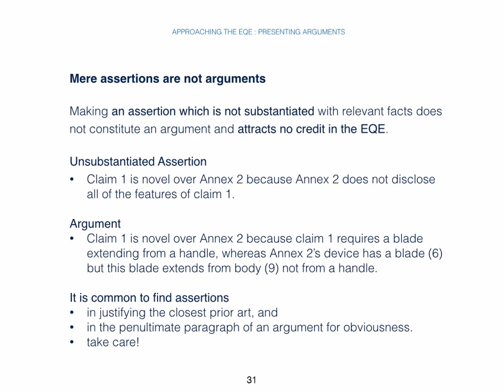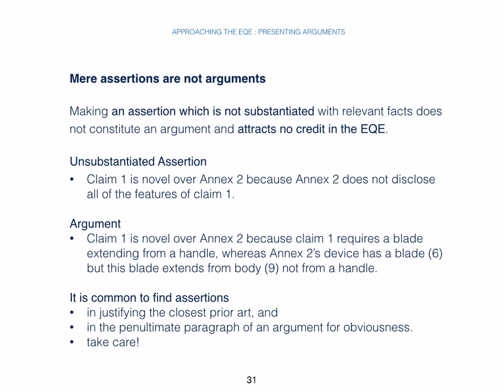Now, it's very common to find assertions in the EQE answers from candidates, and it happens most frequently in justifying the closest prior art, which we mentioned earlier, in the penultimate paragraph for an argument for obviousness, which we also mentioned earlier. So take care not to put mere assertions into your answers without always substantiating the assertion with the necessary facts.